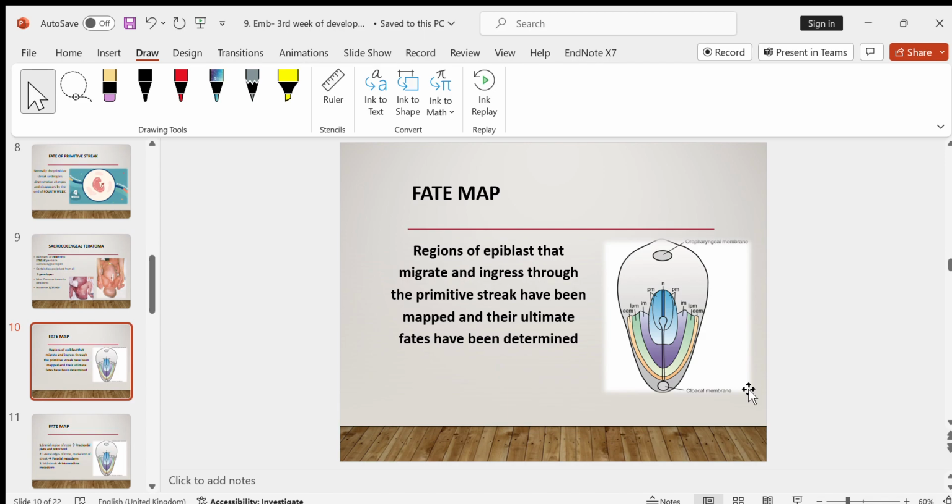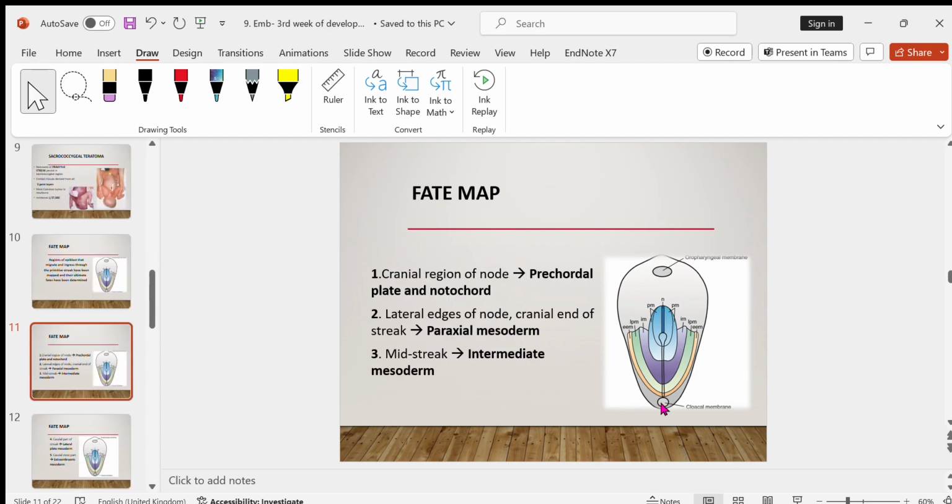Now we'll discuss what a fate map is. This slipper-shaped embryonic disc is the epiblast. Fate map means that the regions of the epiblast are mapped. They migrate and ingress through the primitive streak, and further they are mapped and their ultimate fates are determined. So this is called the fate map. The mapping of the epiblast invagination into the primitive streak is called the fate map.